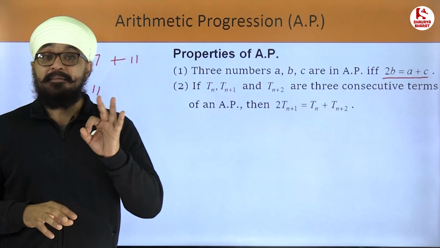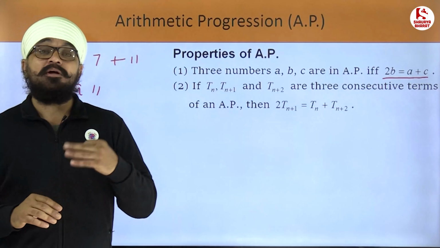So when can three numbers form an AP? When the sum of two of them is equal to double of the third.